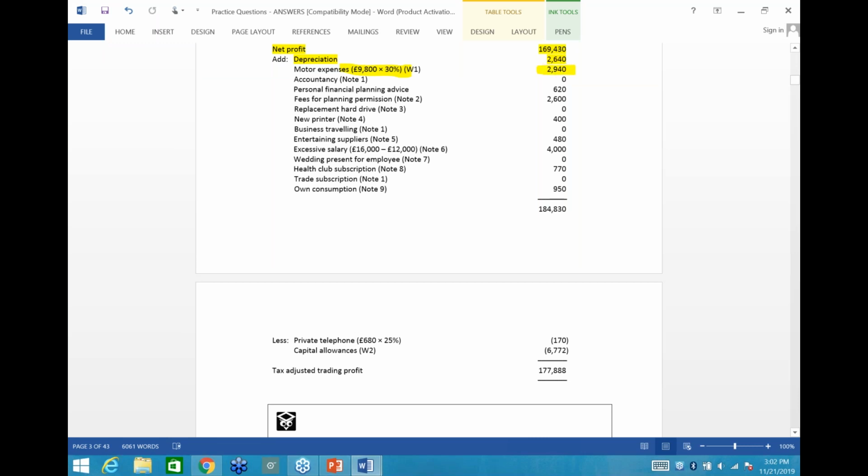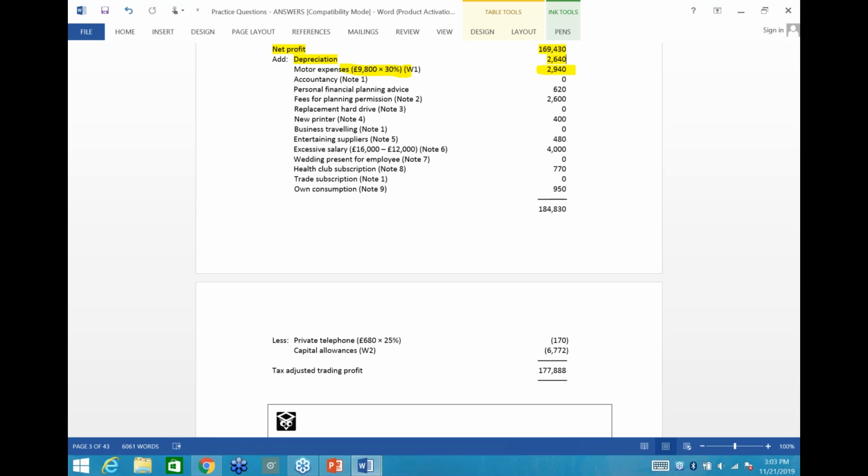Then go to the next item, professional fees. Professional fees, 4,680. There's a note given. So we'll see what are the professional fees that we are having. The figure for professional fees consists of 1,460 for accountancy, 620 for personal financial planning advice, and 2,600 for fee in connection with the unsuccessful application for planning permission to enlarge Tony's freehold music shop.